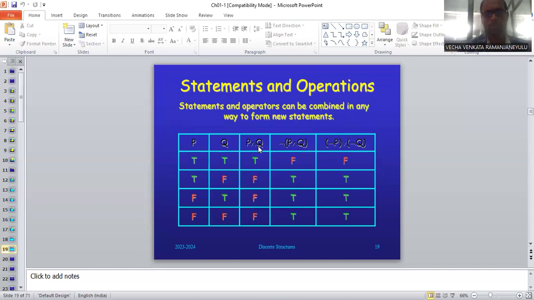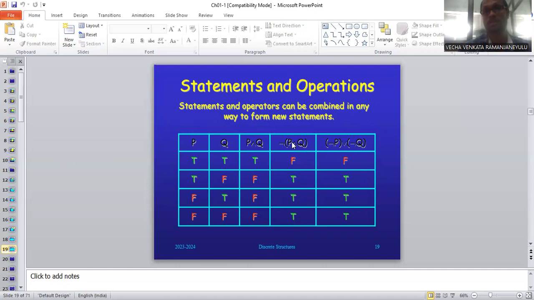P, Q, P and Q. Okay, next negation of (P and Q). Next negation P or negation Q. Here I am taking two variables, one is P, another one is Q. Here the AND operation occurs. The condition is the P variable is true and the Q variable is true. Here the answer is true.